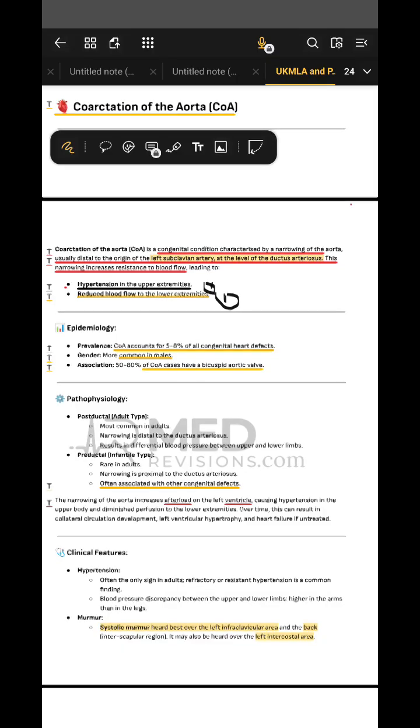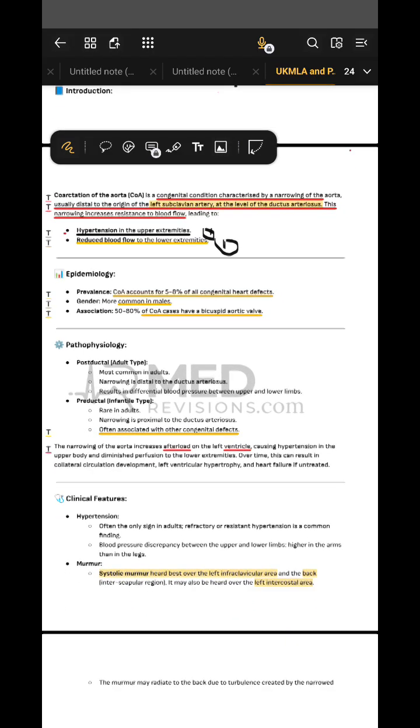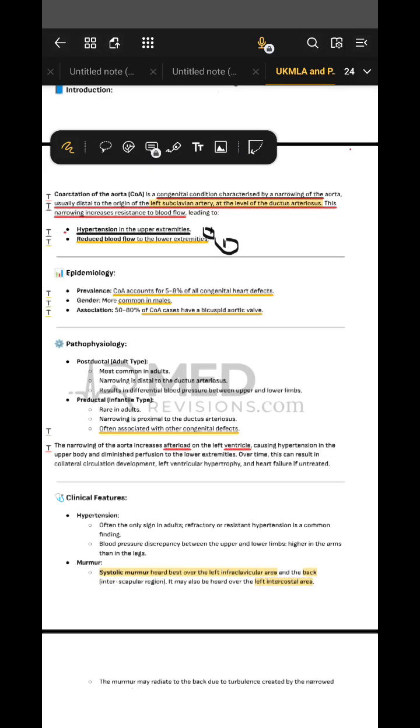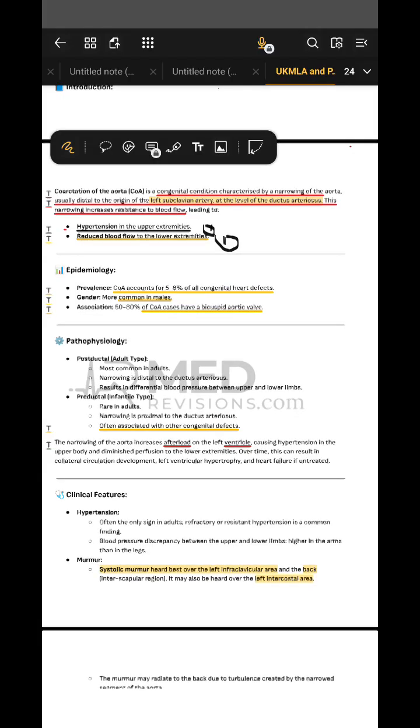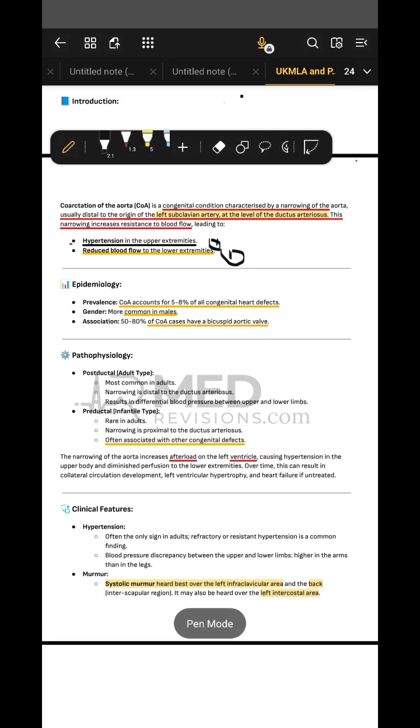Let's discuss the coarctation of the aorta in the book. A congenital condition characterized by a narrowing of the aorta, as I said earlier, usually distal to the origin of the left subclavian artery at the level of the ductus arteriosus. This narrowing increases resistance to blood flow, causing hypertension and reduced blood flow to the lower extremities.